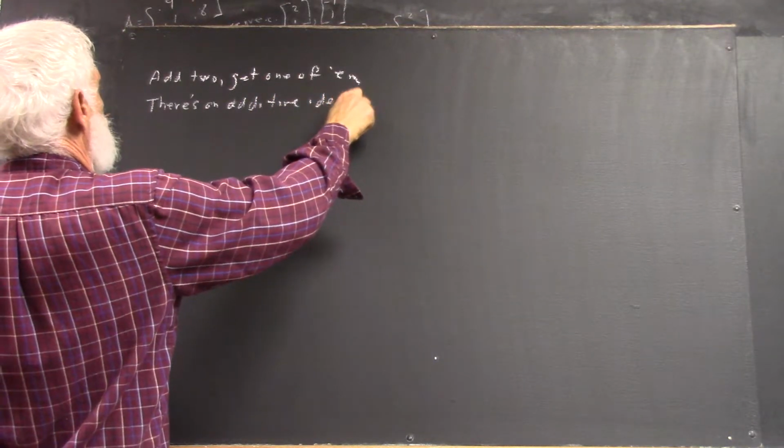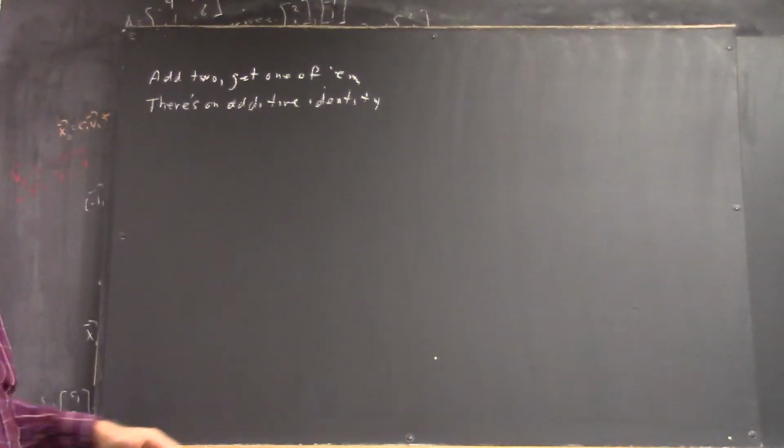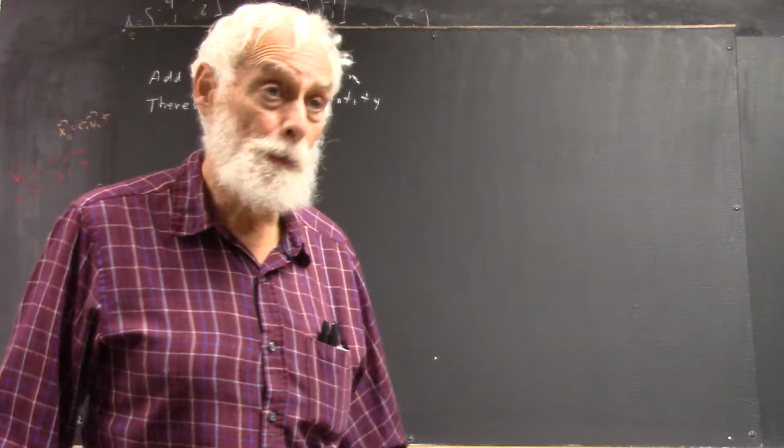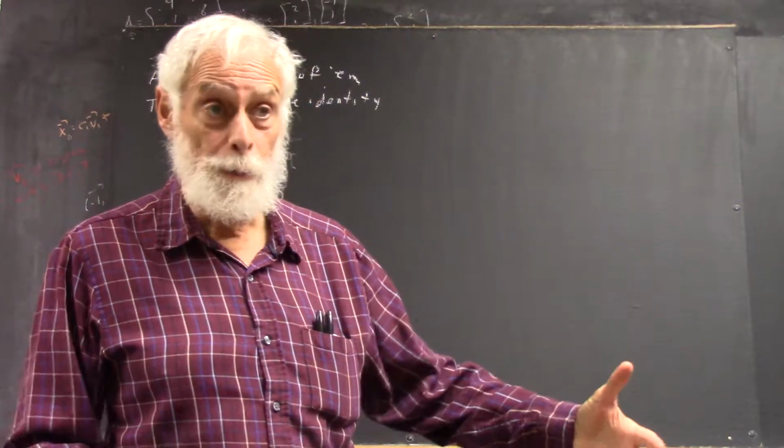There's an additive identity, and I explained last time what that is. It's like 0 in the real numbers. If you add 0 to a number, you get that number. It doesn't change the number you add it to, right?